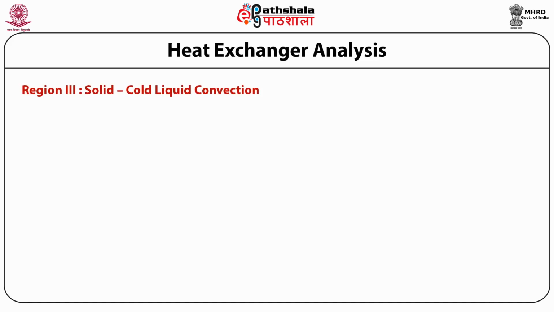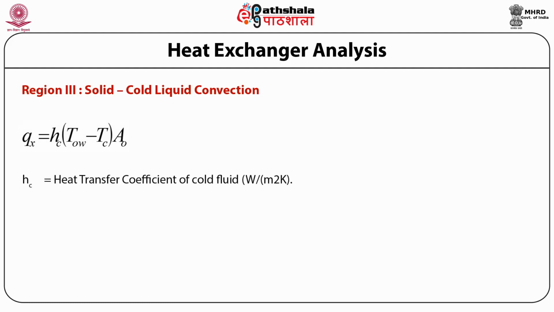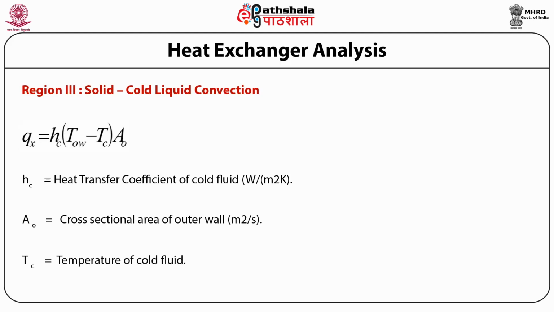Coming to region 3, it represents solid to cold liquid convection. Again, it is convective heat transfer, so Qx is represented as Hc into (Tow minus Tc) into Ao. Here Hc is the convective heat transfer coefficient of the cold fluid. It is expressed in watt per meter square Kelvin. Ao is the cross-sectional area of the outer wall. Tc is the temperature of the cold fluid, and Tow, as we have already discussed, is the temperature of the outer wall in Kelvin.